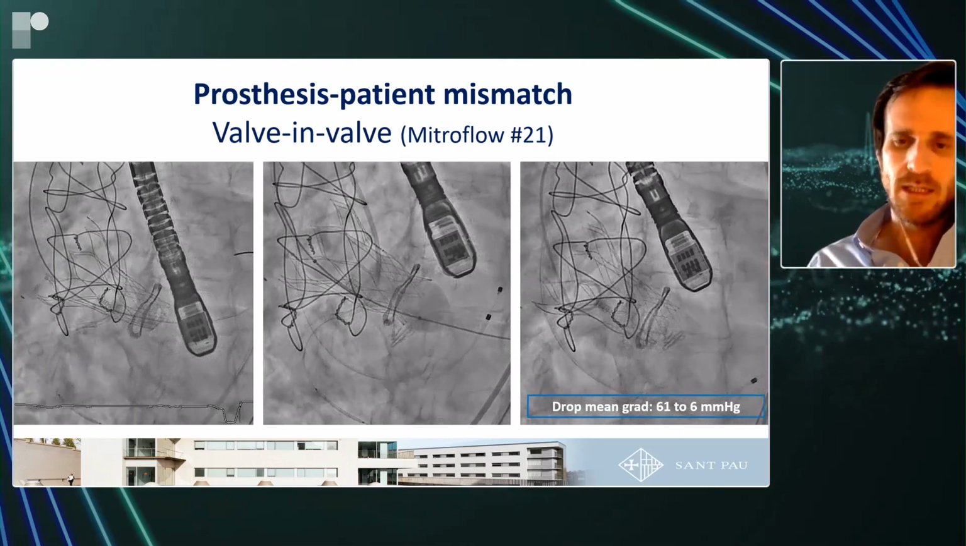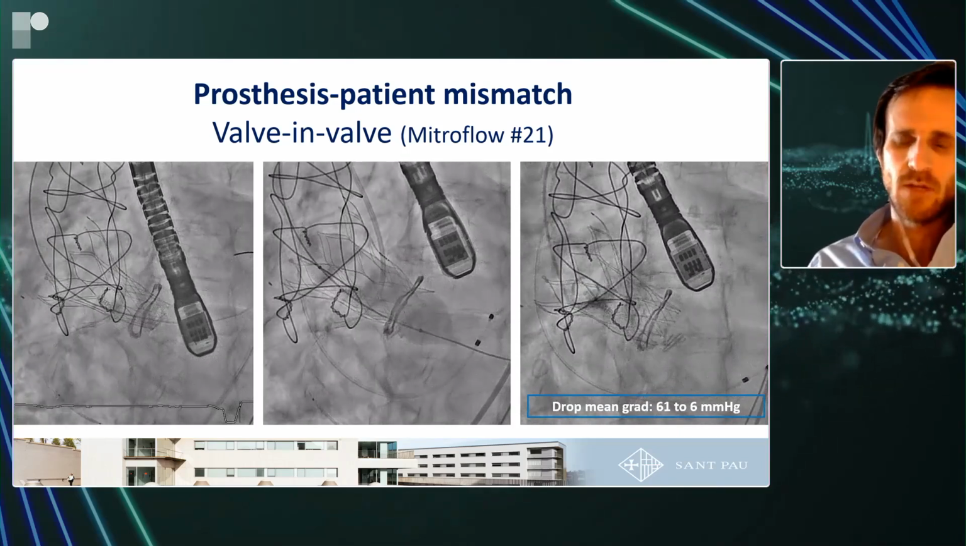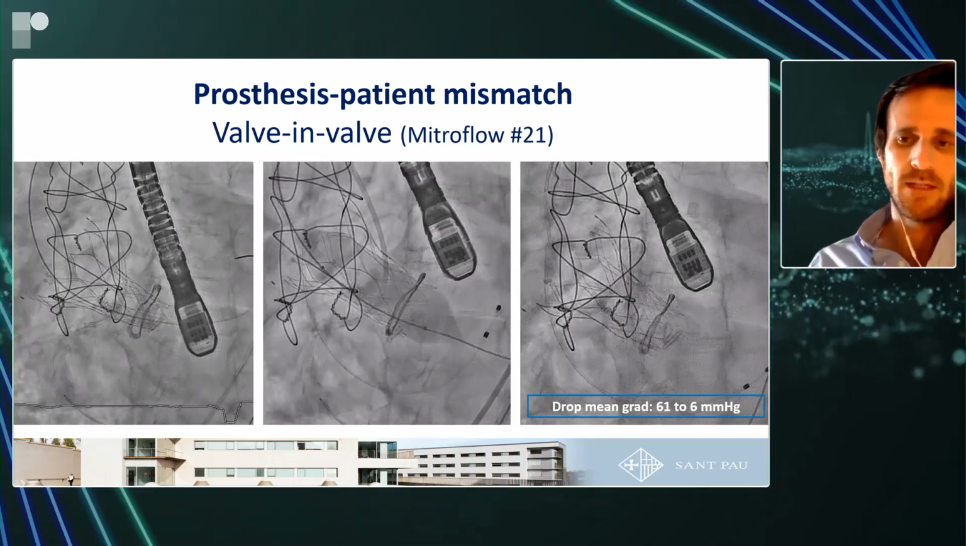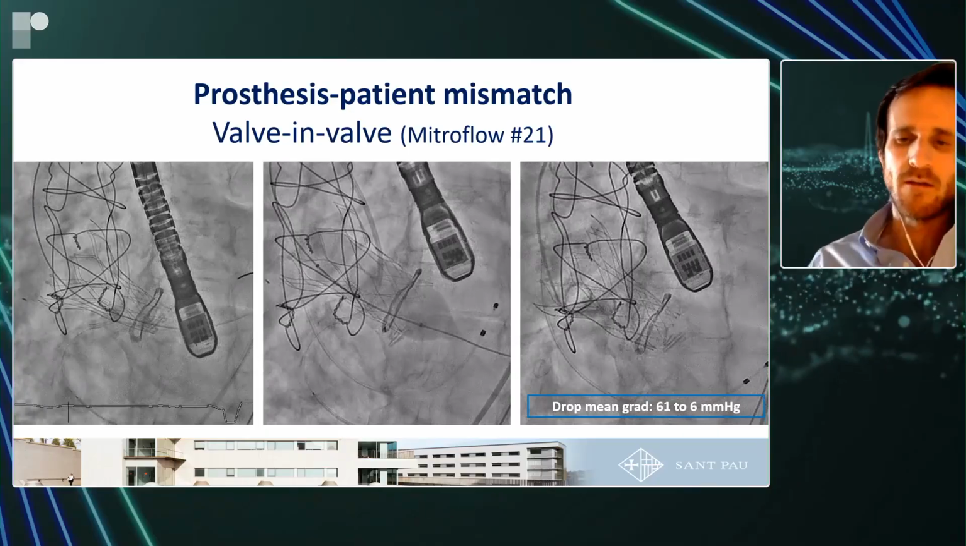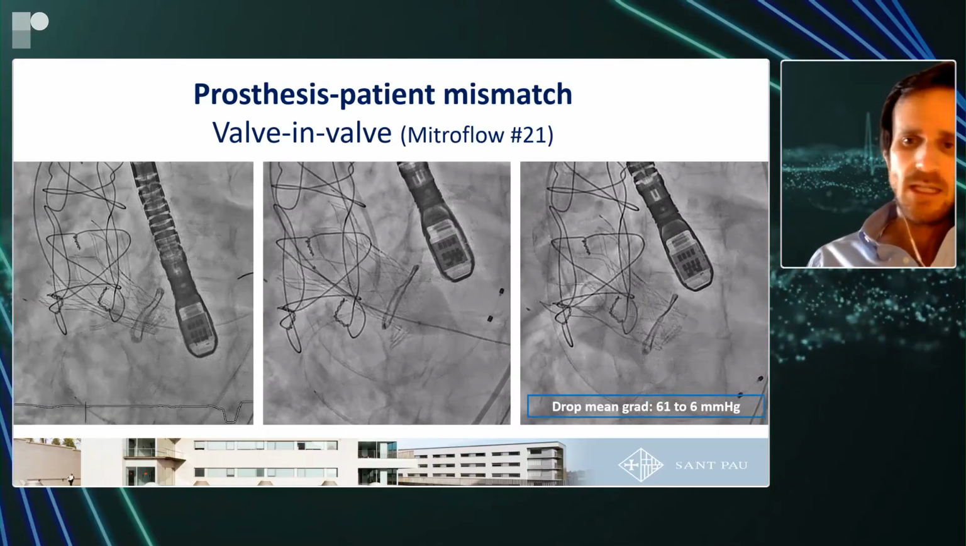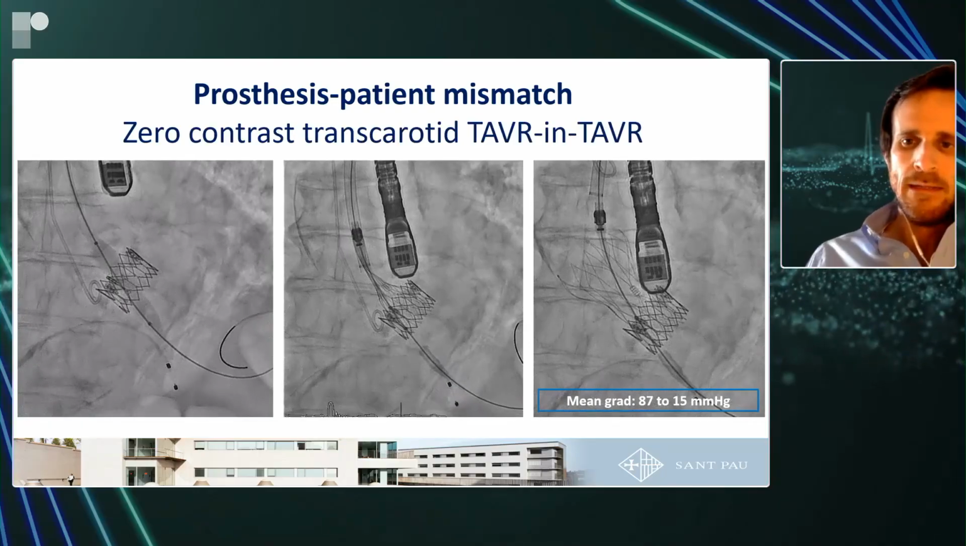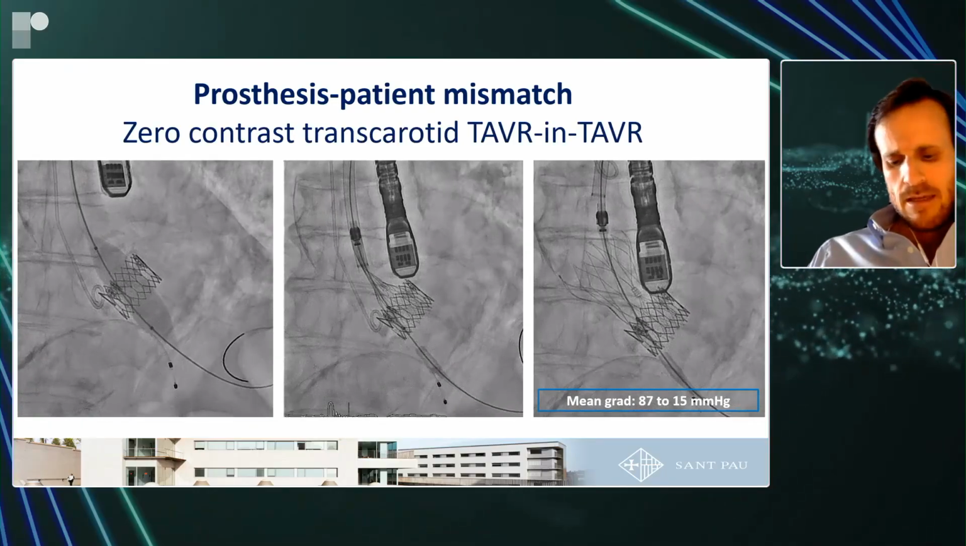We implanted direct implantation of a 23 millimeter Navitor, and we did cracking with a 20 millimeter NC balloon. That is 3 millimeters more than the inner diameter. And as you can see, the final gradient was really, really low. And this is my last case.